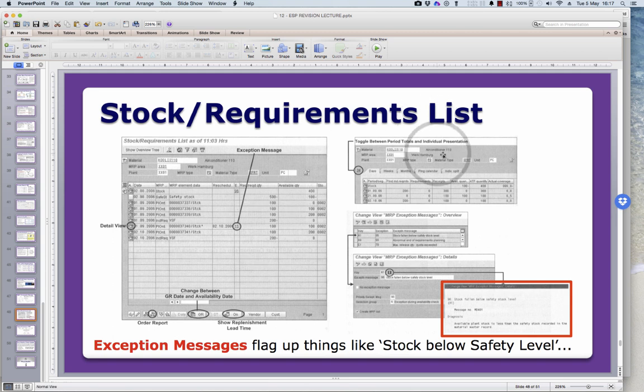So you can go and look at this, what's available in stock. I thought I'd shown it, but no, I didn't. But these are menus basically where you can go and look through and see what the exception messages are. And here's one: stock fallen below safety stock. Here's another one: abnormal end of requirements planning, etc. Things that need to be looked at.